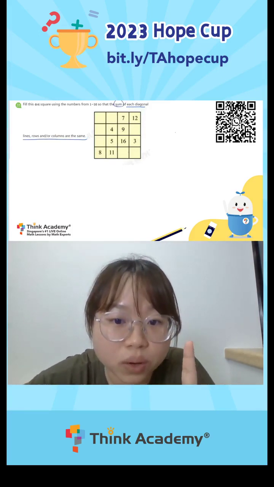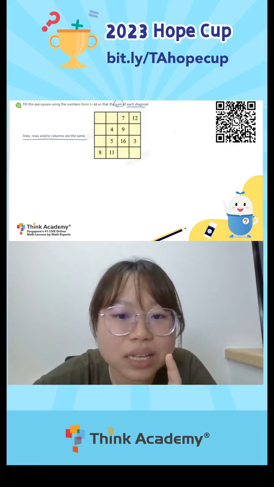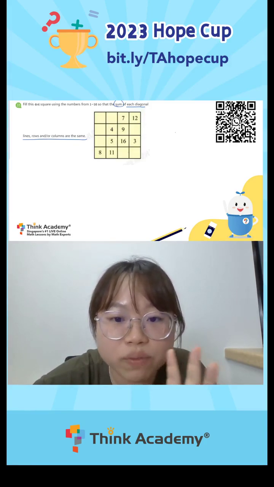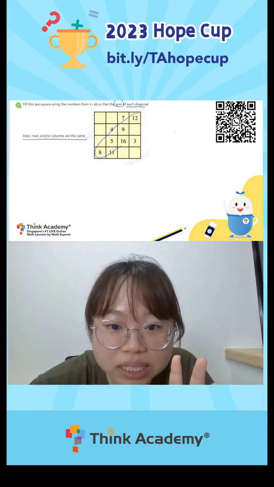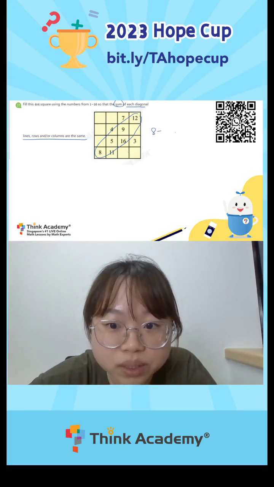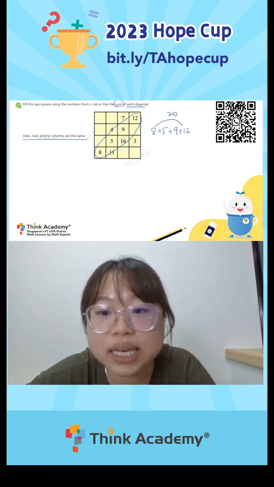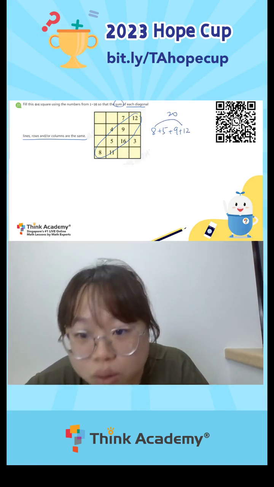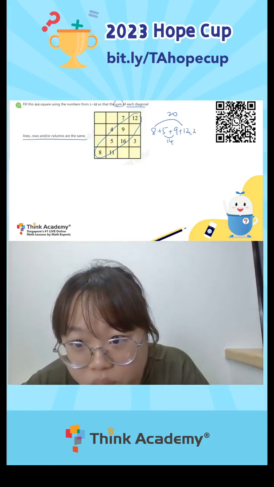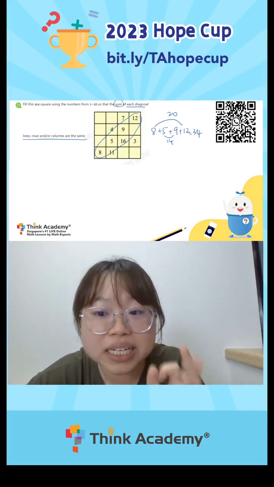Now to solve this kind of question, you start with the one with the most information. First of all, I already know that this diagonal has 4 numbers, right? Let's find out the sum of one diagonal. 8 plus 5 plus 9 plus 12. This equals 20 and this equals 40, so 34. Now I know that the sum of each diagonal line, row, or column should be 34.